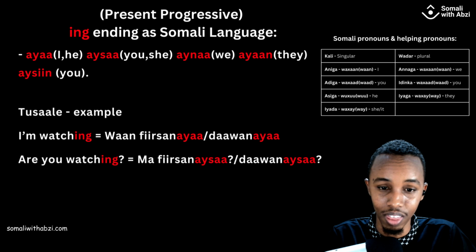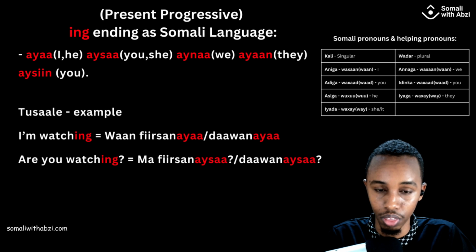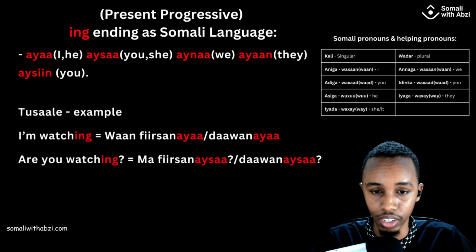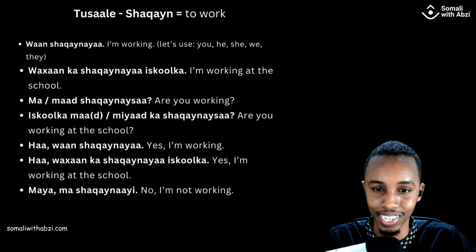So that is the main part for the class: this ending "ing" in Somali and also the helping pronouns and pronouns. If you understand that very well, then we can go to the next section of our class, which is shaqayn. We're going to use the verb shaqayn, to work, in a sentence.